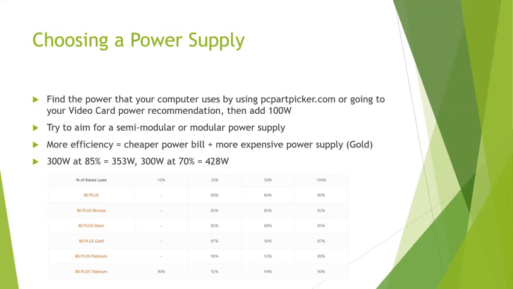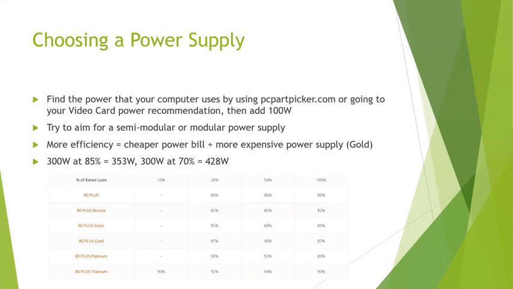And then the next thing I would recommend, which relates to the power supply design, is to aim for a semi-modular or modular power supply. Now, this isn't as necessary as getting enough wattage for your computer. For example, your computer isn't going to shut down just because you chose a non-modular power supply. But a semi-modular or modular power supply will make assembly a lot easier. And oftentimes, the difference between a non-modular power supply and a semi-modular power supply is not very expensive, so it's something you can do even if you're on a tight budget.